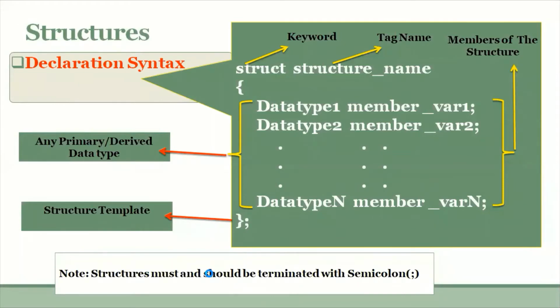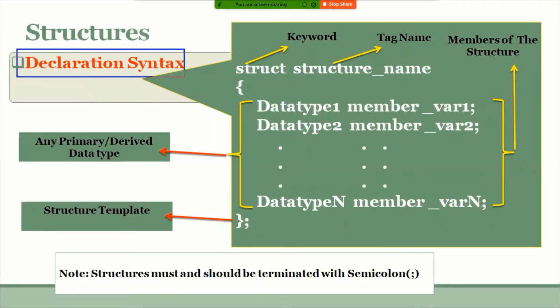Then coming to structure syntax, that is also called declaration syntax. Before using any variable, what do we have to do? First we need to declare. Similarly, before using structures, we need to declare the structure. If you want to declare a structure, we need to start with the keyword struct, and just like a variable name, we also need to specify a structure name. Keyword struct and structure name, and the structure name is also called the tag name.